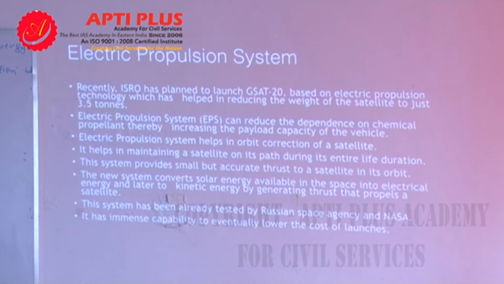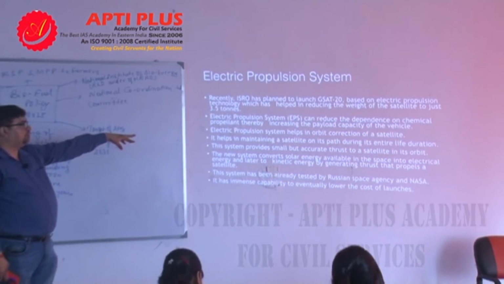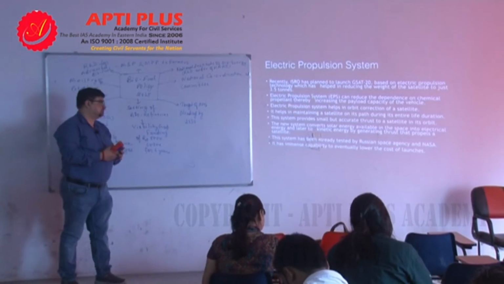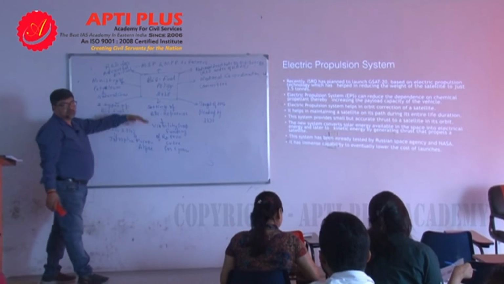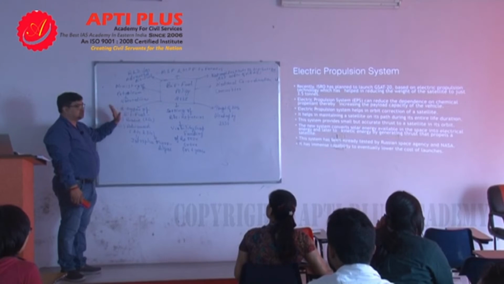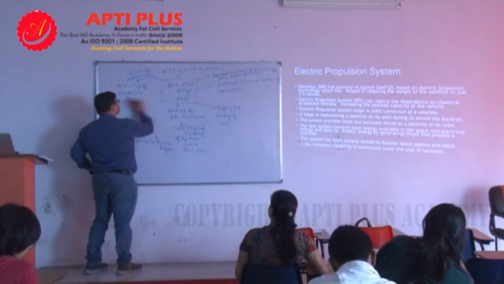Like what is given here. Recently, ISRO launched GSAT-20 with the help of this electric propulsion system. The electric propulsion system can reduce the dependence on chemical propellant. It can help in orbit. Now it's like this. You have all written this. I'll explain with a diagram, and you'll be able to understand how exactly the system works. Shall I remove this? All right. Now it is like this.